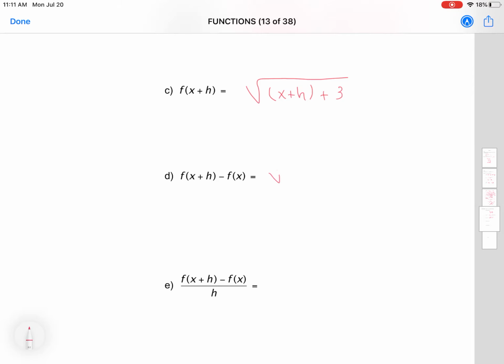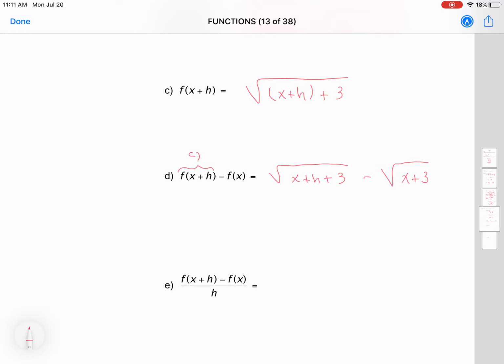What is the f of x plus h minus f of x expression? Well, it's root of x plus h plus 3. This is what we have found in the previous part. And we want to go minus f of x, which is just root of x plus 3.